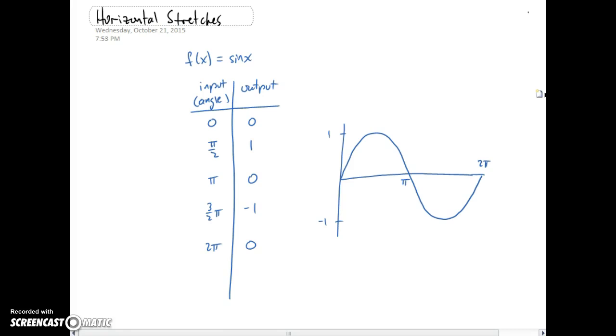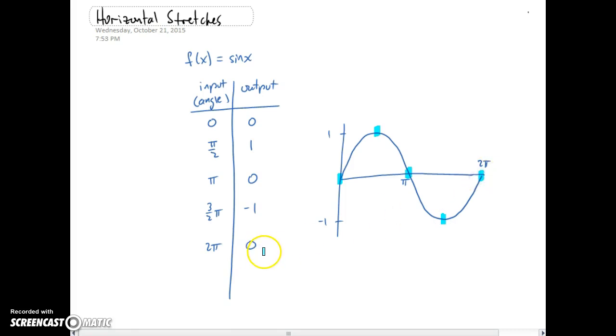So think back to your basic graph of y equals sine x. The input to this is an angle, and the output is that ratio. So when the angle is 0, and I'm talking radians here, the output is 0, and we end up at that point. At pi halves, we're at 1. At pi, we're at 0. At 3/2 pi, we're at -1. And at 2 pi, we're again at 0.